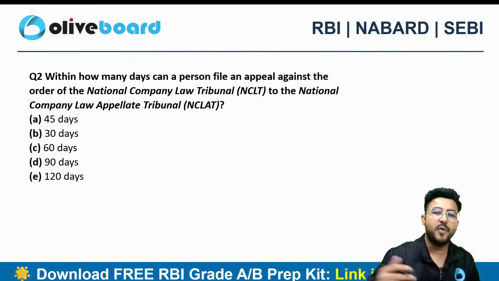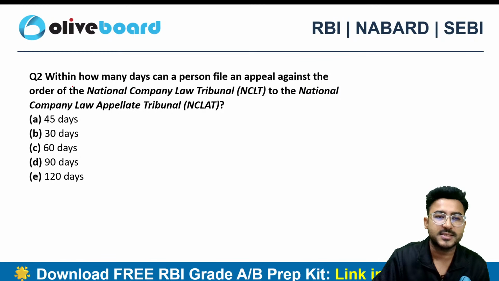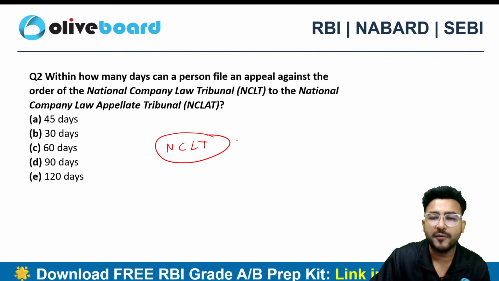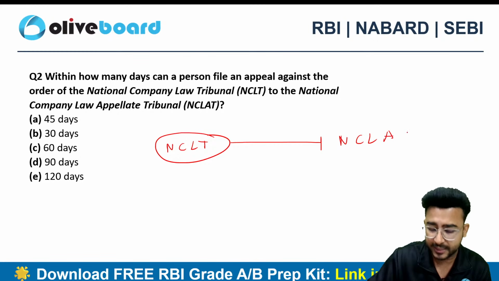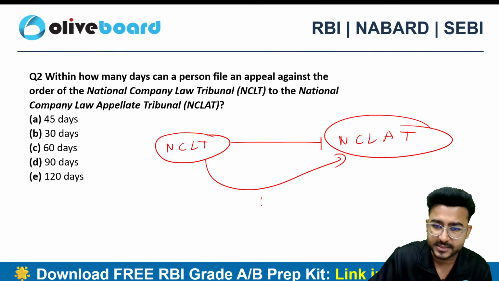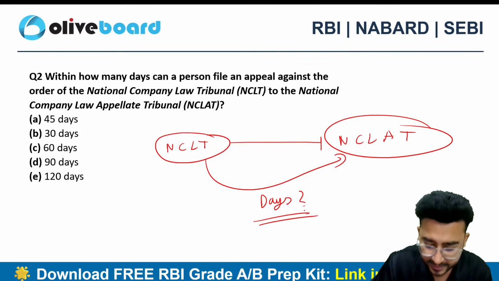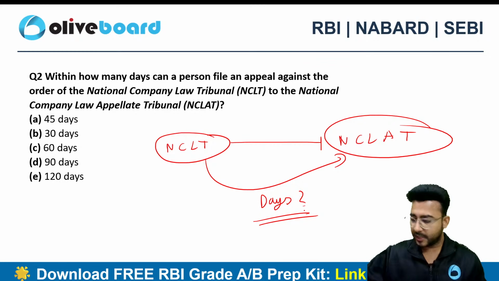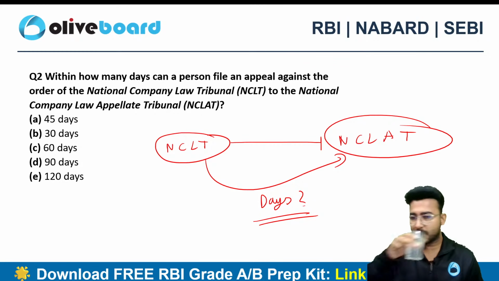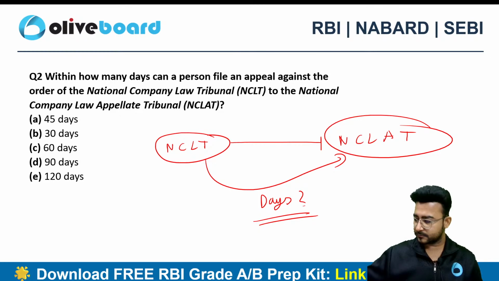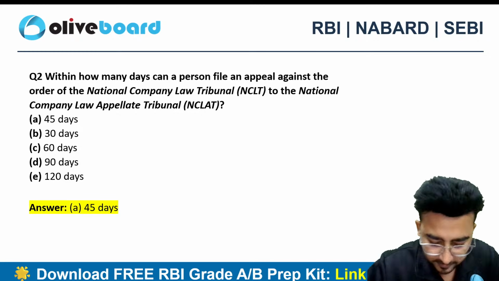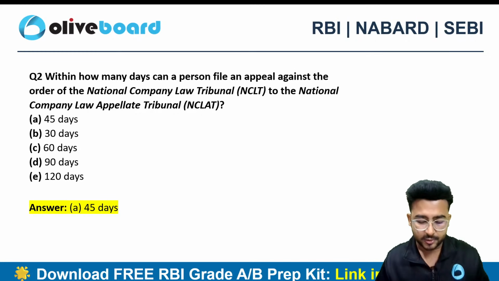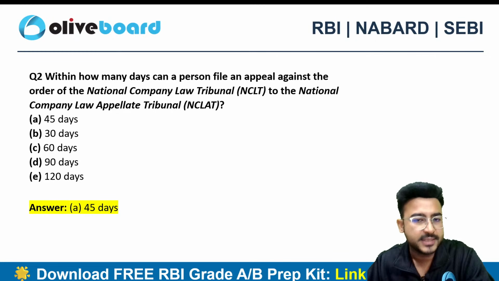Next one. Within how many days can a person file an appeal against the order of NCLT? So you can go and appeal in the National Company Law Tribunal, and if you are not satisfied with the decision of the NCLT, you can even go to the NCLAT. But within how many days can you appeal? Any idea, guys? So you can appeal in 45 days to NCLAT, okay? In 45 days you can appeal to the NCLAT.